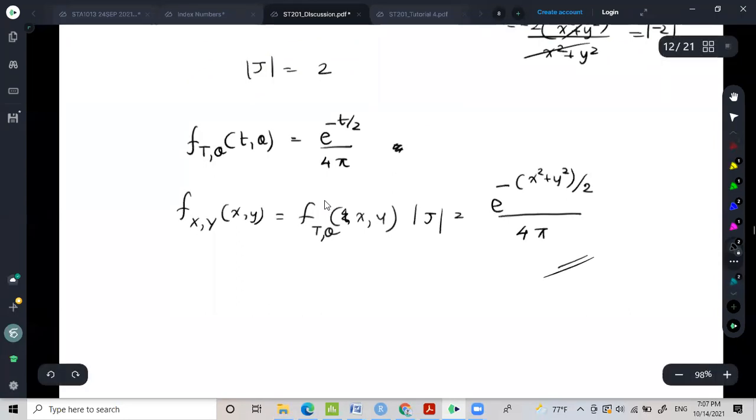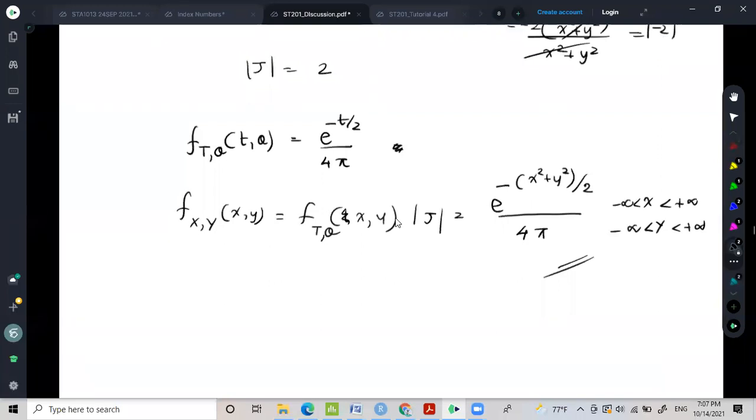For the joint density of x and y, what are the values of x and y? This is the Cartesian coordinates, so x and y can have values from negative infinity up to plus infinity. You don't have to worry about deriving the limits because it is already given.